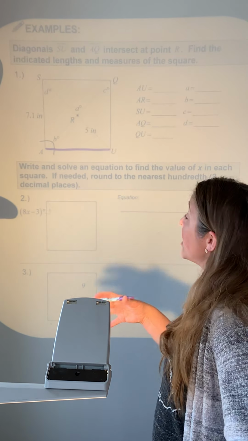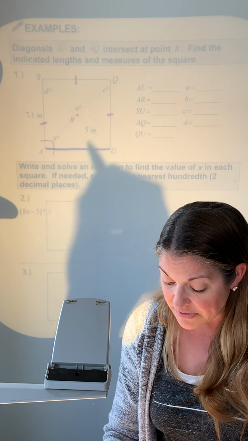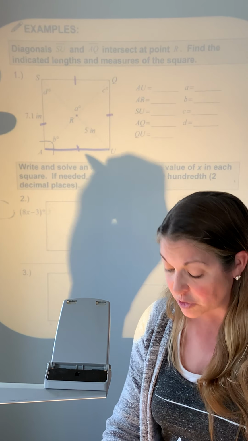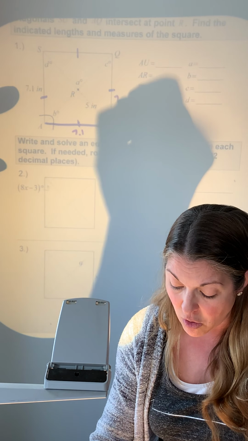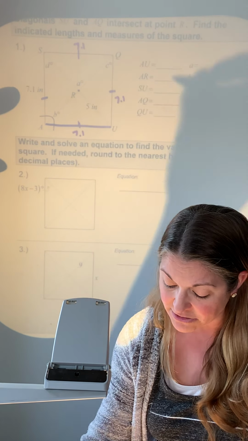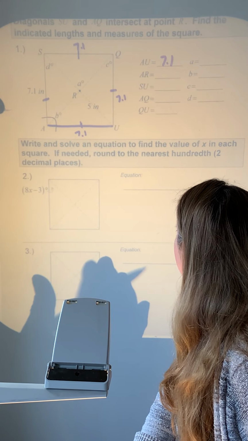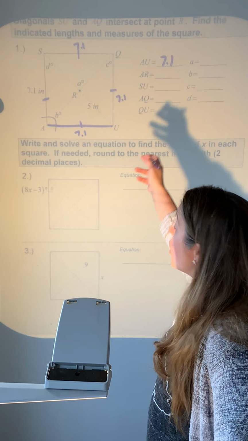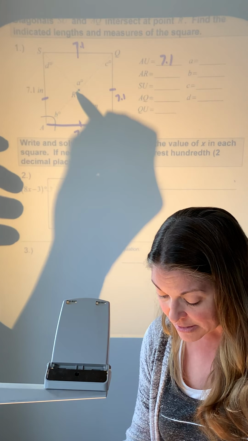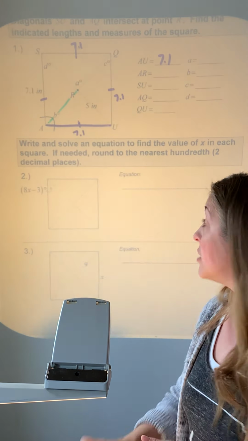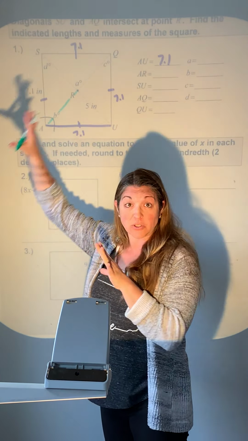Again, remember that square is part rhombus. So what that tells us is that every single one of these sides is going to be the same. Since there's a 7.1 over here, I know that there's a 7.1 all the way around. So that's a characteristic it got from the rhombus. Now our next one is AR. Well, AR is on the inside, it's part of a diagonal here. But remember, the square is also part rectangle. So remember, with a rectangle, the diagonals are equal.